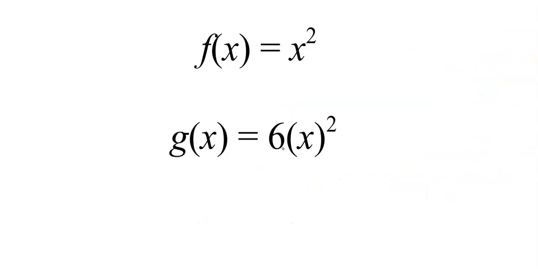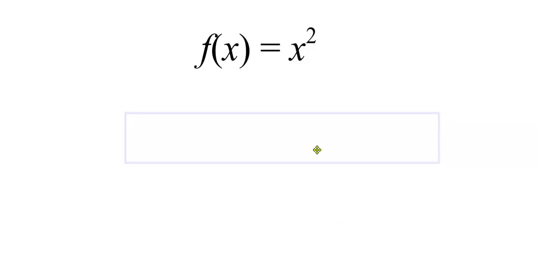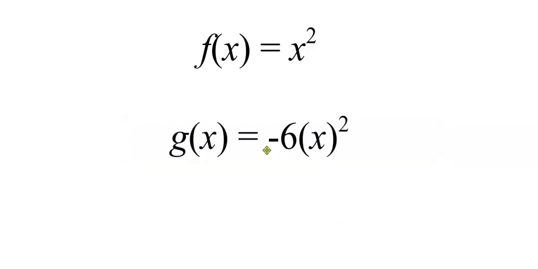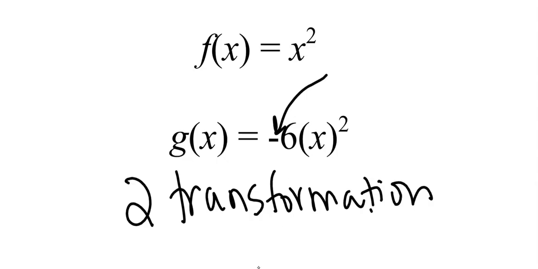This one here is stretched by a factor of 6. That means it will be more narrow. If this is the original parabola, a dilation of 6 will make the parabola stretched and more narrow. Now, if I took that 6 and made it negative, the parabola would be reflected. So that means 2 transformations would occur. The negative sign does one transformation, but the 6 does another.